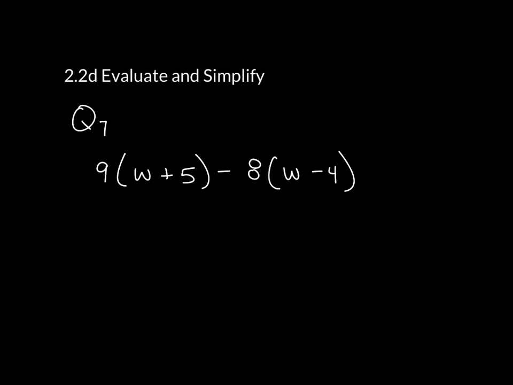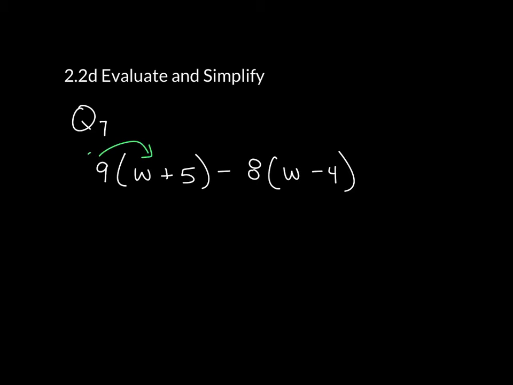Okay, so for this section, we are going to be looking at combining like terms after we distribute, as well as some fractions with this. So let's take a look at what question 7 looks like. Question 7 is 9 times (w plus 5) minus 8 times (w minus 4), or something similar.